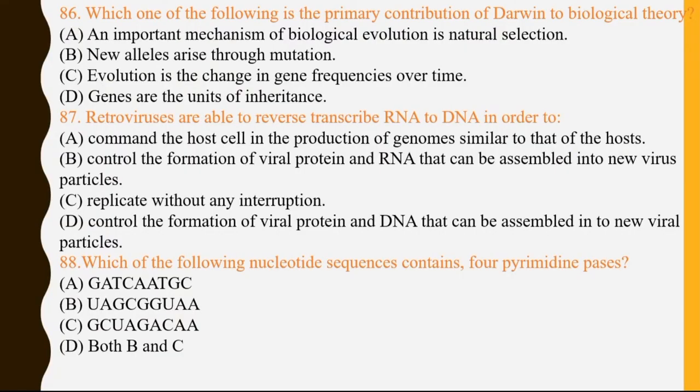Which of the following nucleotide sequences contains 4 pyrimidine bases? A. GATCAATGC B. UAGCGGUAA C. GCUAGACAA D. Both B and C.